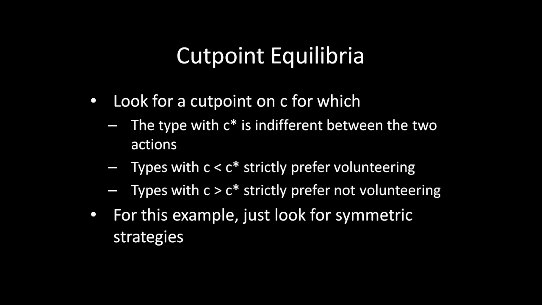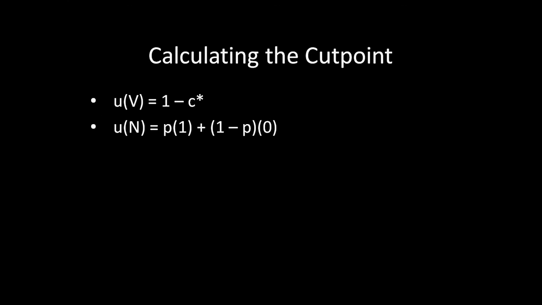Nothing on this slide is new. I just wanted to rigorously put down in words what we're going to be doing for the rest of this method to calculate the cut point equilibrium. Now let's go ahead and start by looking for this indifference point. We need to find a value that makes a player indifferent between volunteering and not volunteering. And we know how to write out those utilities.